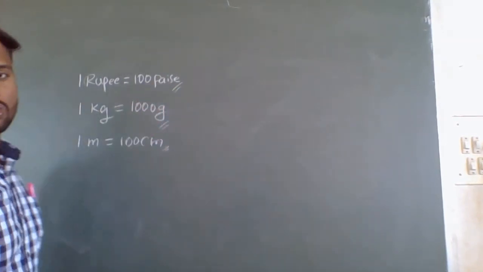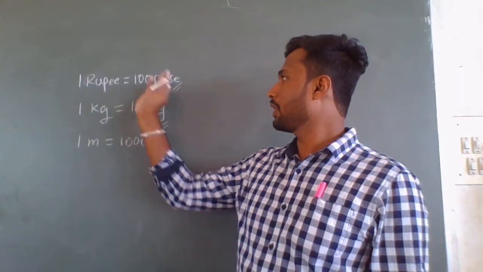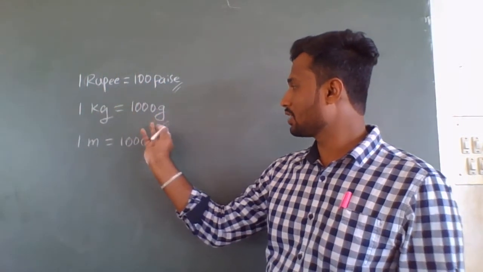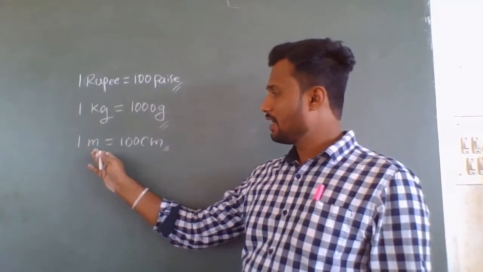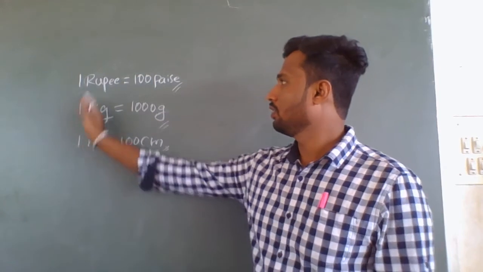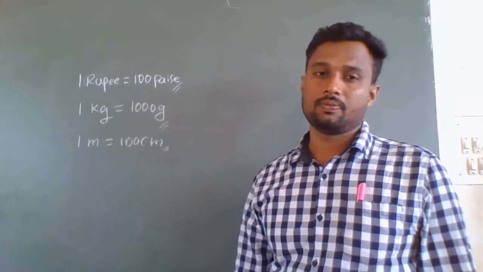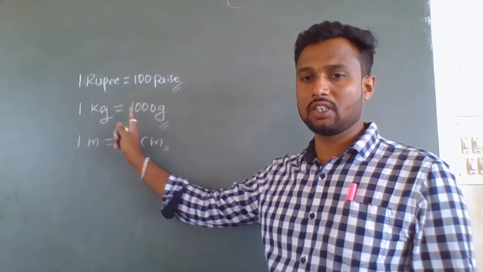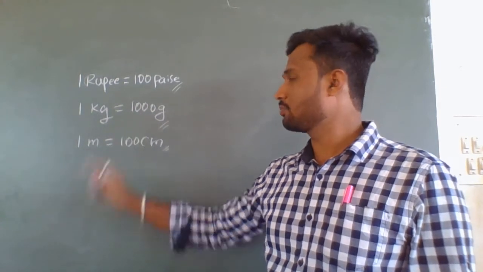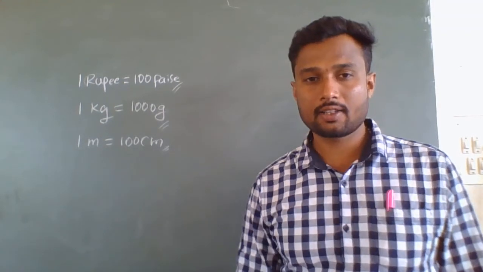You should remember all these things to convert rupee to paisa, paisa to rupee, kg to grams, grams to kg, and meter to centimeters. Always, 1 rupee equals 100 paise. And always, 1 kg equals 1000 grams. Next, 1 meter equals 100 centimeters.